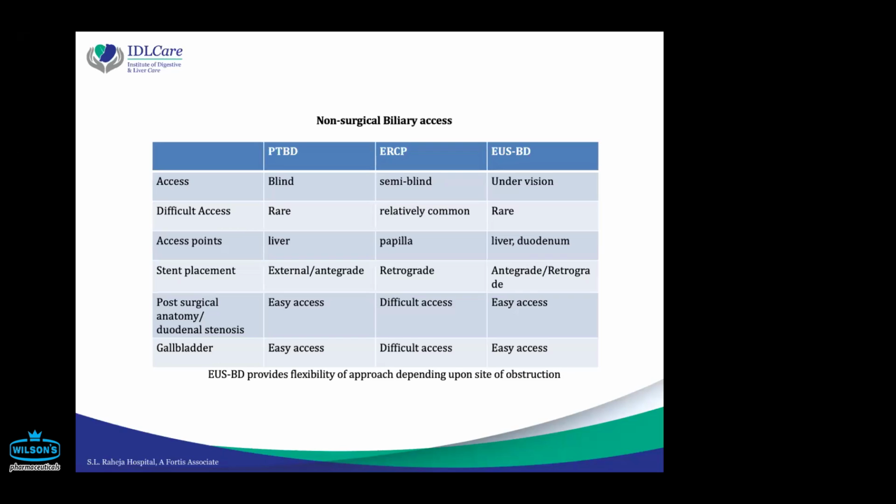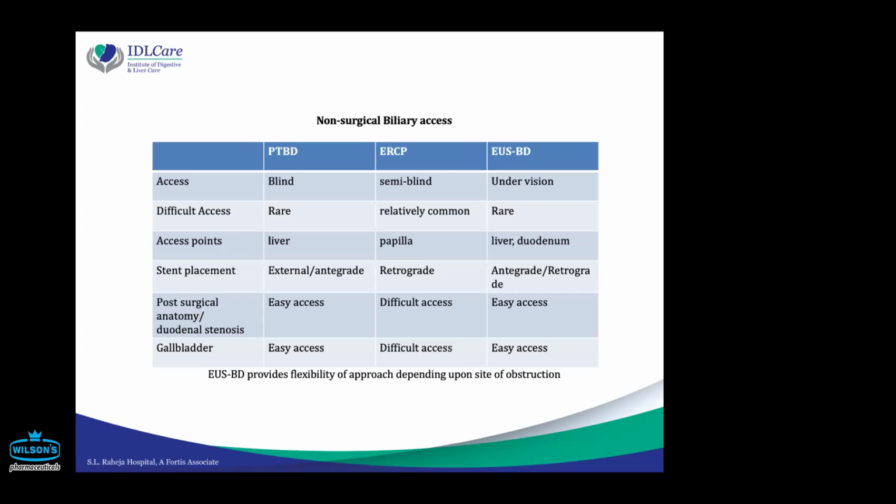And then again here, EUSBD scores because you can access the biliary system from multiple points, from the liver as well as from the duodenum. So you can puncture from the stomach, or from the duodenum. PTBD allows you an external drainage or an antegrade drainage, while ERCP allows you retrograde drainage. EUSBD allows you both antegrade and retrograde drainage.